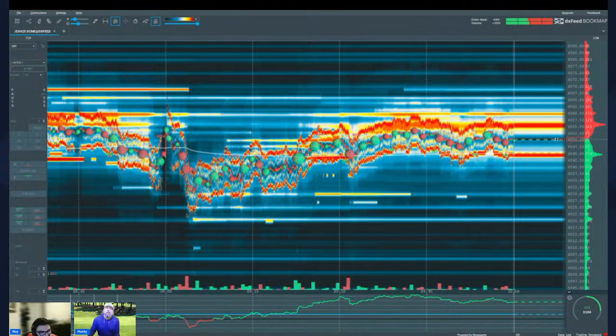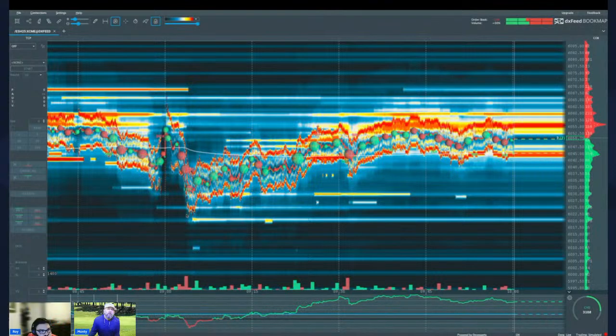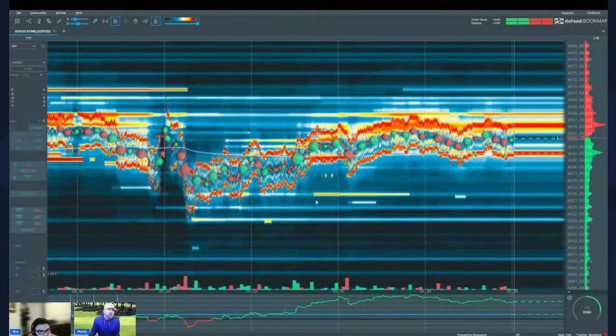Ray said, I've been liking longs here due to not breaking below the bottom of the 15-minute ORB. It's not a bad strategy, but I've been stopped out slightly above break even with these wicks. Yeah, I'm gonna be honest with you. The 10-minute candle by candle looked decent.